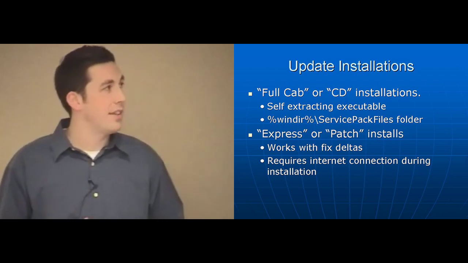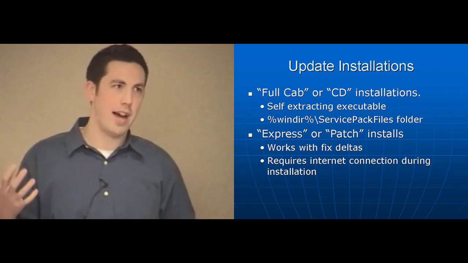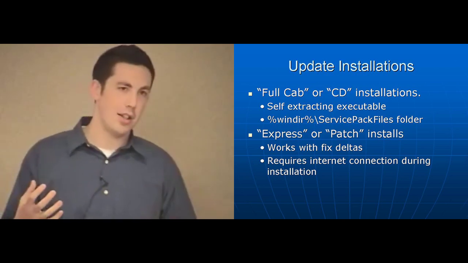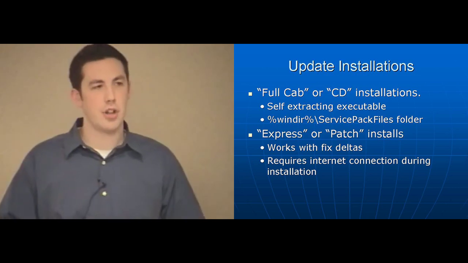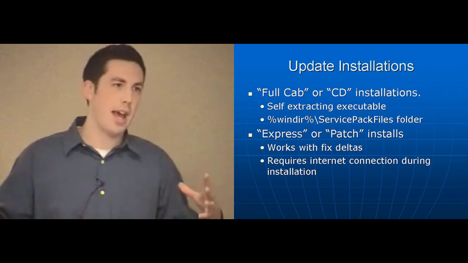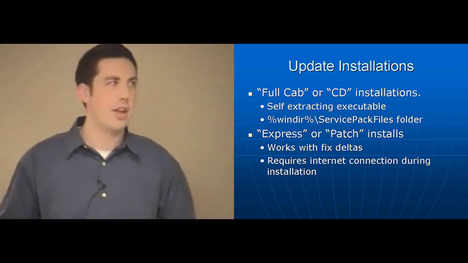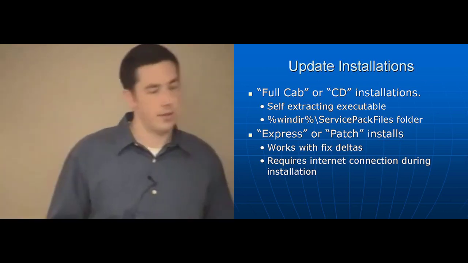And actually, it doesn't even have to download the entire file. You can just download portions of the file that are the deltas between the files it has on the system and the file it wants to get, and then it can apply that delta to the target file and populate itself up the entire full cab structure, and then it'll continue on with the installation. At that point, it's exactly the same as a full cab installation.